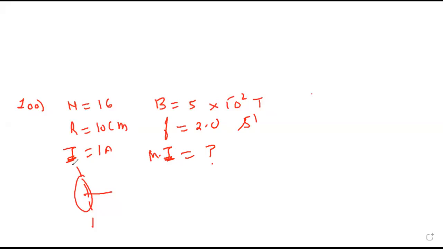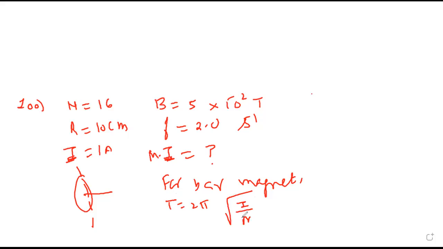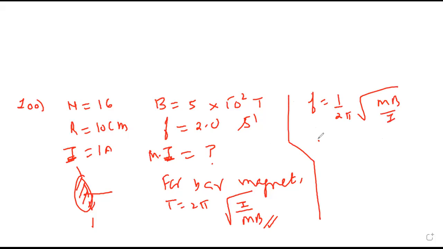What is formula for moment of inertia of vibrating bar, time period of vibrating bar magnet? ये पता है? For bar magnet oscillation chapter में आएगा, magnetism में दिया है इस बार. Time period is 2 pi root of I upon mb, ये formula है for bar magnet. So frequency will become 1 upon 2 pi root of mb upon I, ये formula है. So ये coil is behaving like a bar magnet. So frequency F equals to 1 upon 2 pi root of mb upon I.